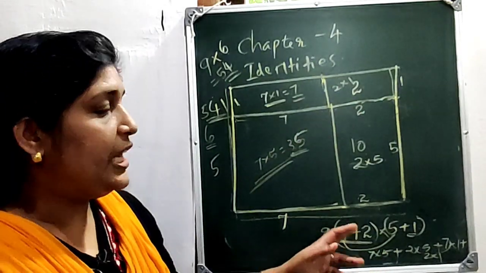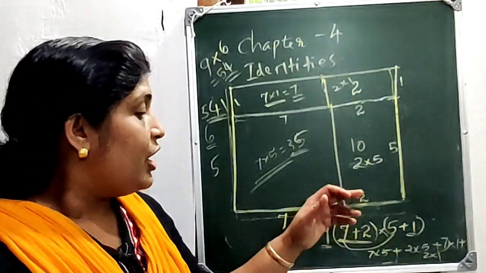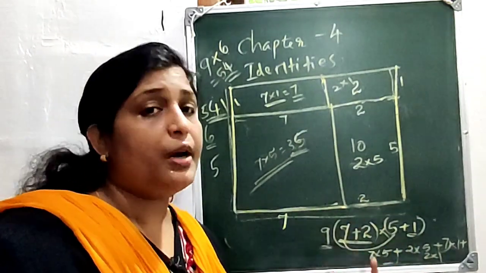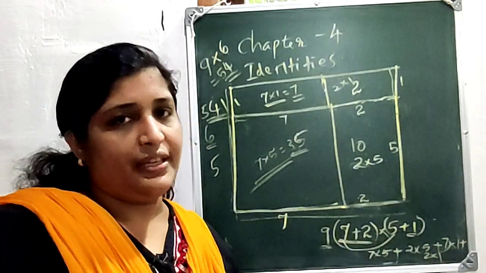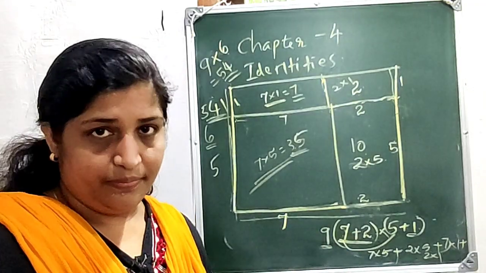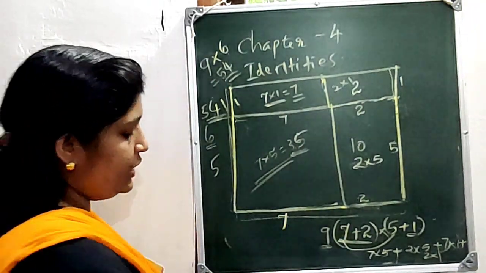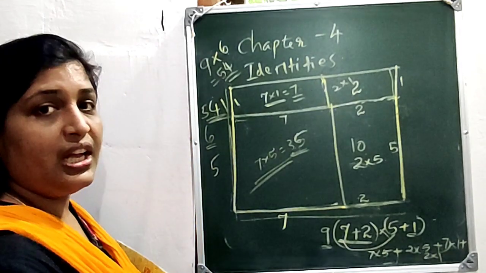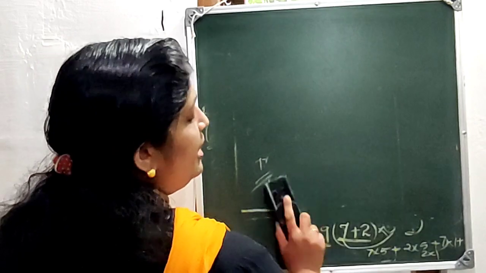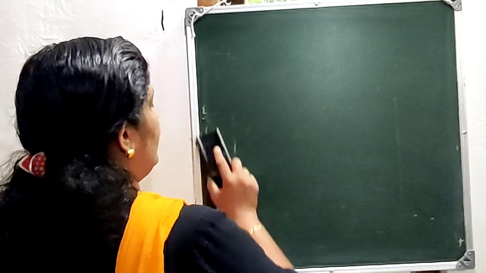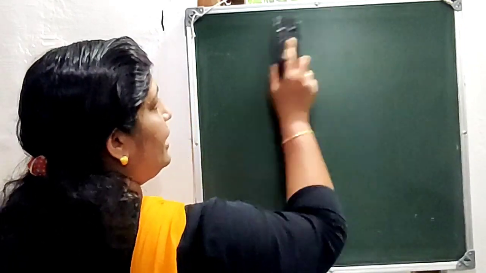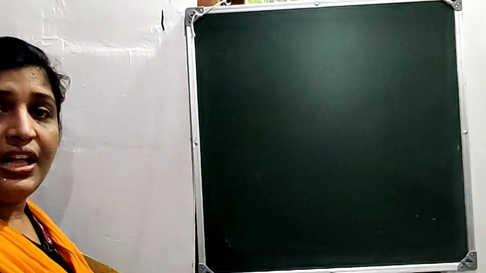That is, if we need the product of two sums, we need to multiply each number in one bracket with each number in the second bracket. Then we will get the product of the sums. So an identity is true for numbers that are representing every number. Alphabets that are representing every number are called variables.